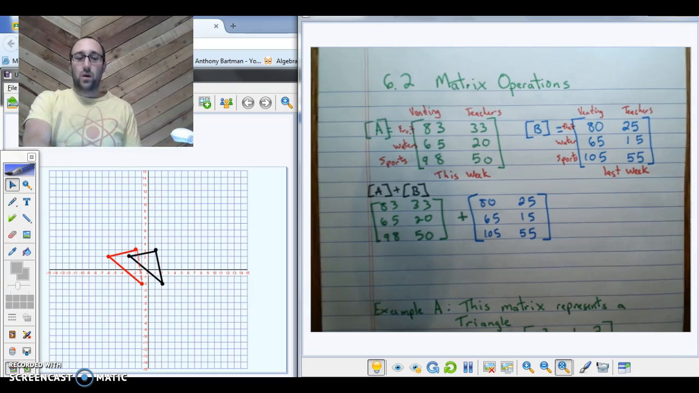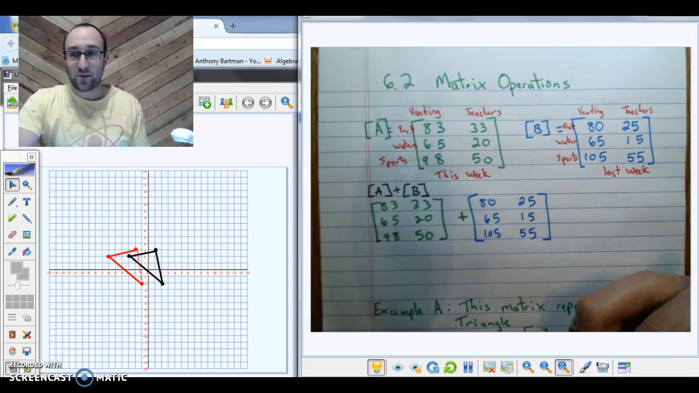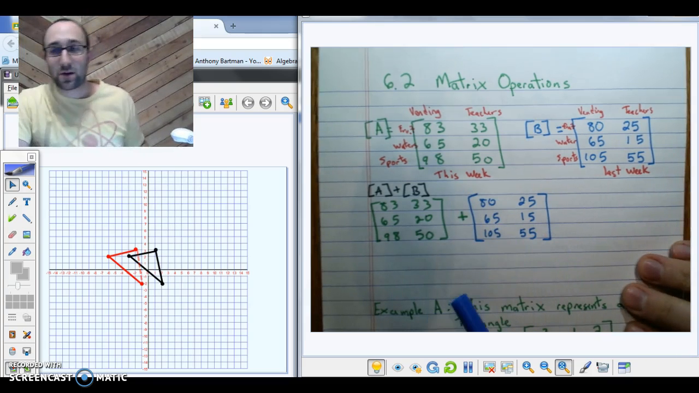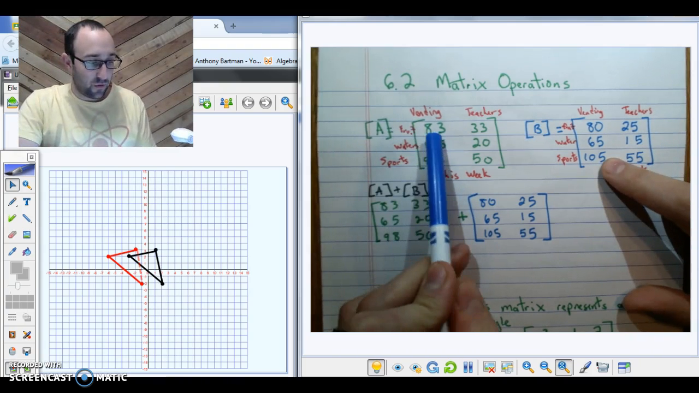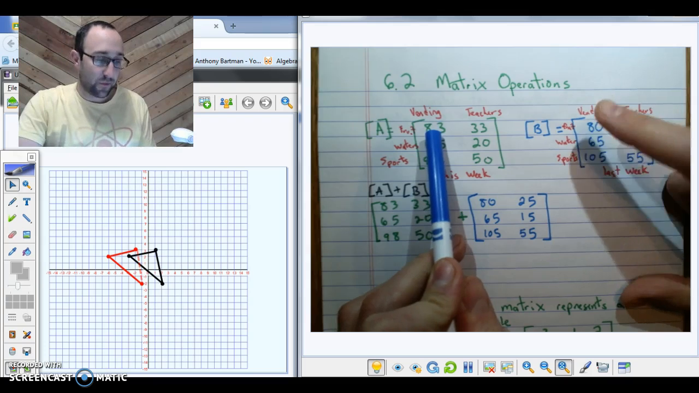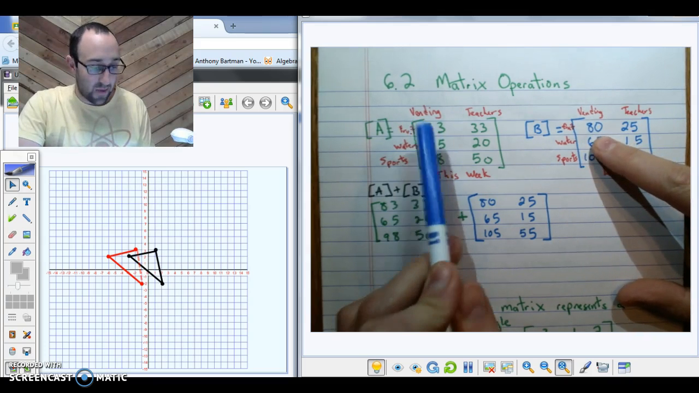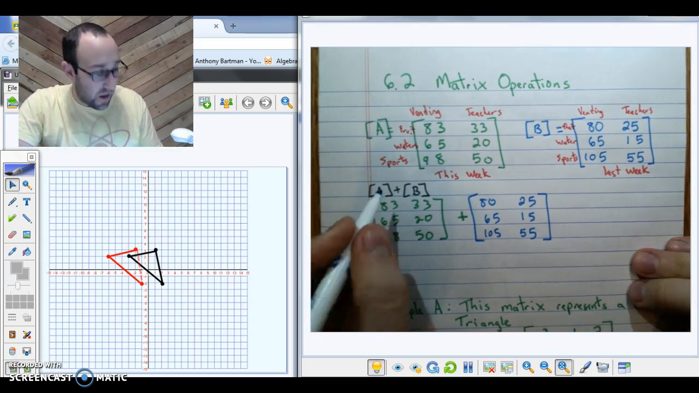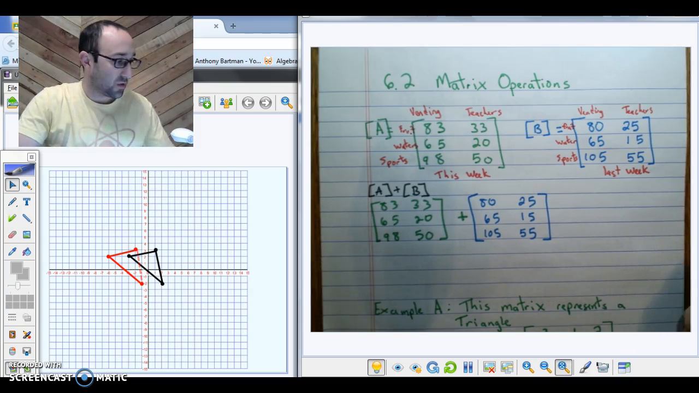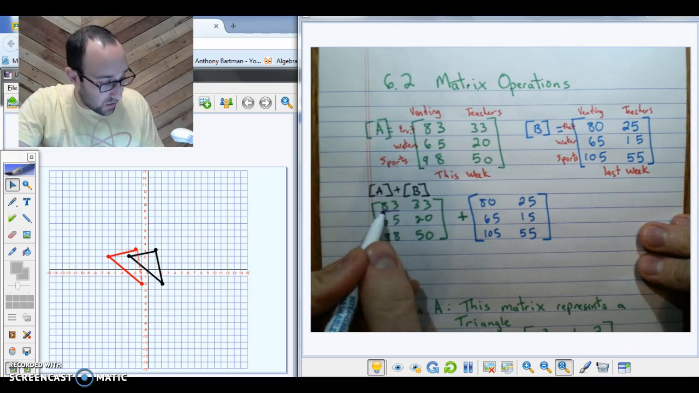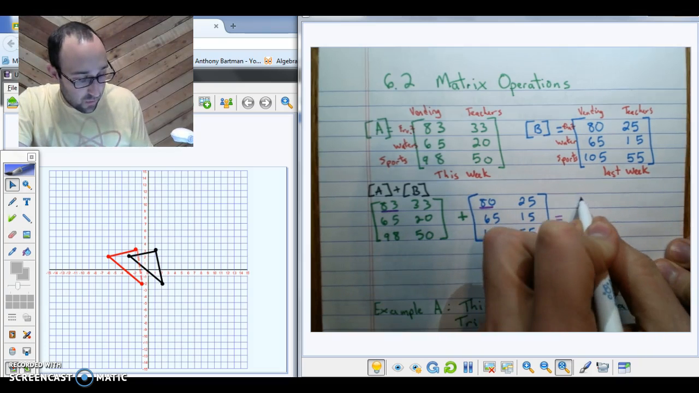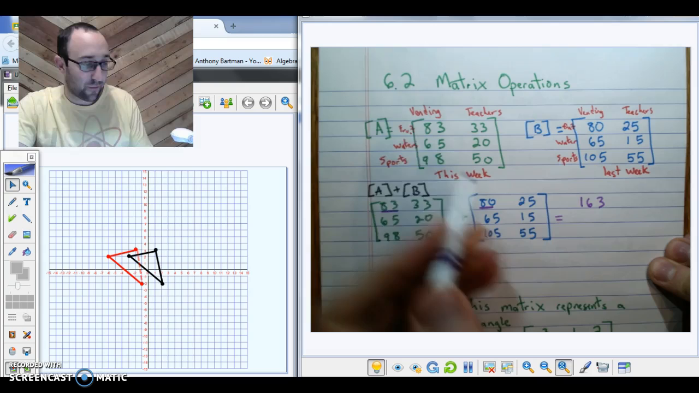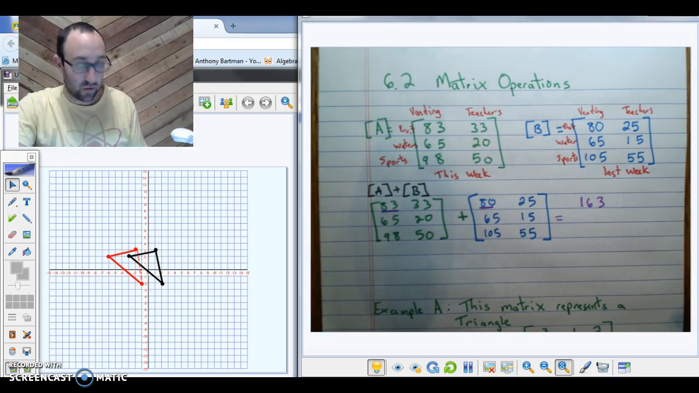Alright, if you think about this in terms of this problem, it makes sense how we're going to add matrices, because you want to be able to add the fruit drinks for the students to the fruit drinks for the students from last week. So we're going to add the 83 and the 80 first. Okay, so 83 and 80, 163. So that's how many fruit drinks were bought by the students in total.